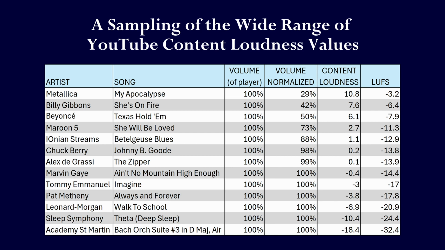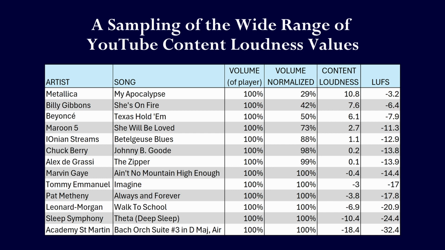In fact, content loudness values on YouTube vary widely. I searched through YouTube music videos to find videos from very loud to very quiet. Here's a representative list of music videos, sorted from loud to soft, showing the wide range of content loudness values. Also shown are the calculated LUFS values at which these songs were apparently mastered. Links to the videos are provided in the video description.